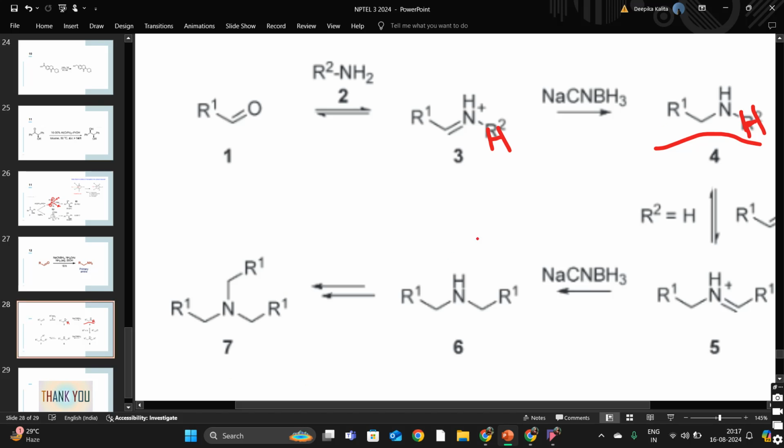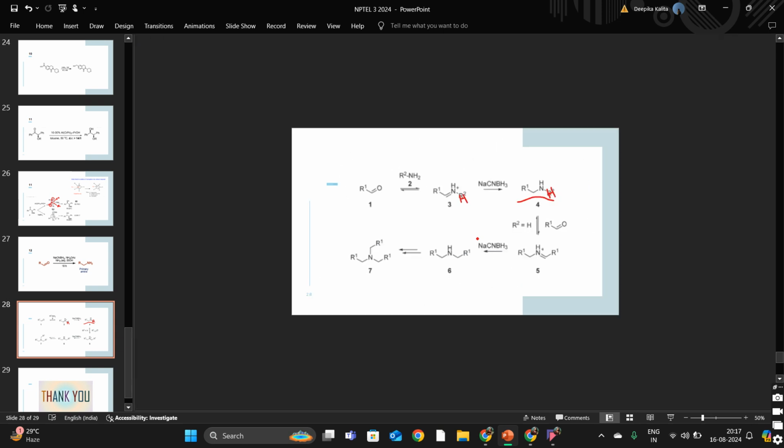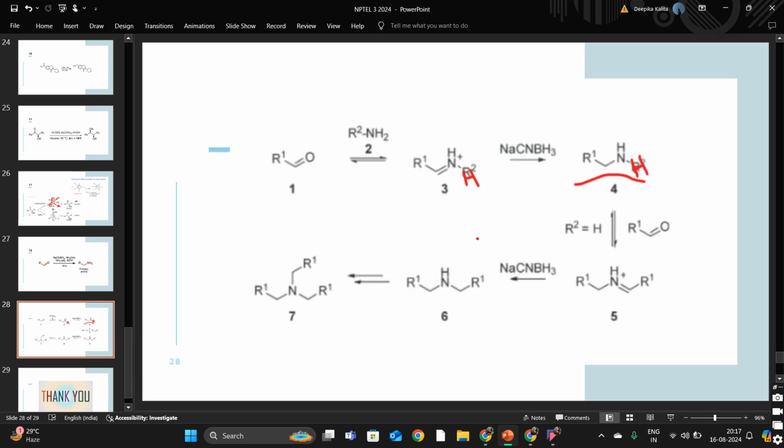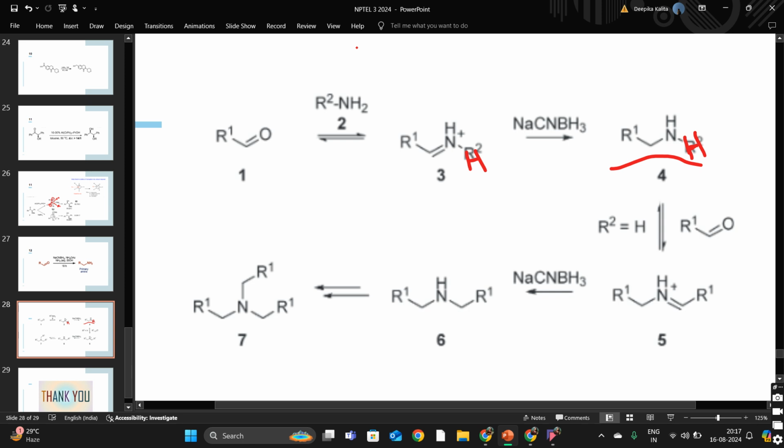So I hope this sodium cyanoborohydride reaction was clear to you, and like I said, this particular reaction is extensively used in industry for the synthesis of primary amines from aldehydes. Okay, and similarly secondary amines can also be generated depending on the substrate and also depending on the base.